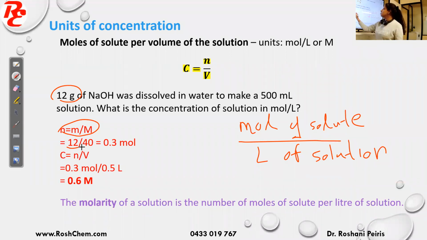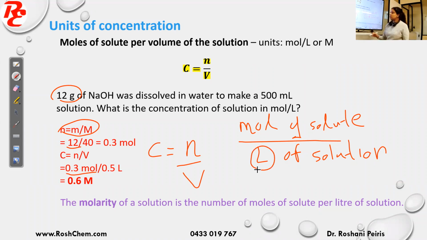So now I can use concentration equals moles over volume. So moles of solute is what? Now you found it's 0.3 moles. And then divide by the volume. So volume should be in liters, right? Therefore, you divide by 0.5 liters, then you get 0.6.